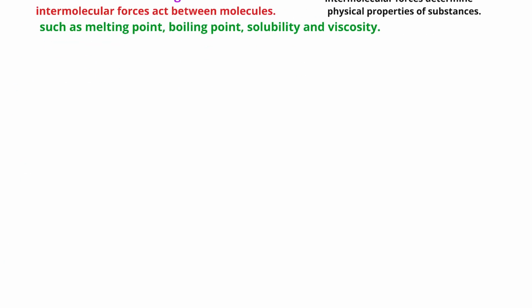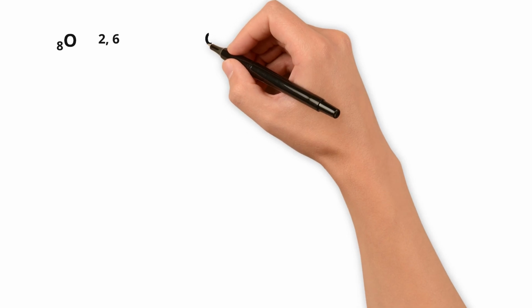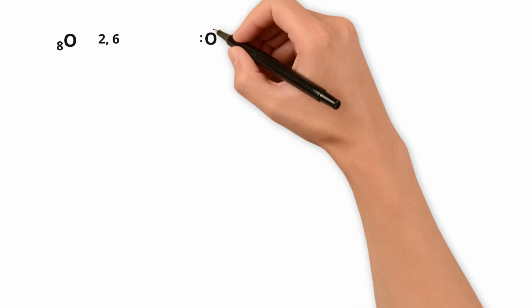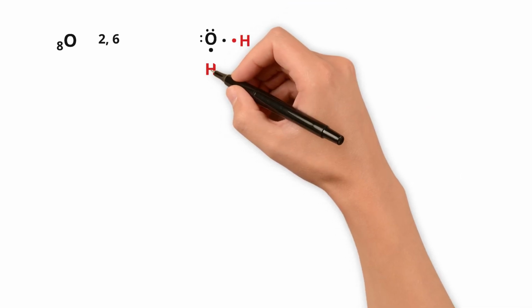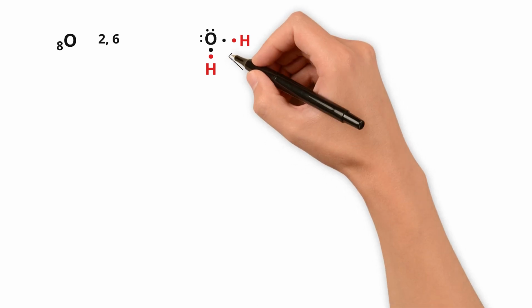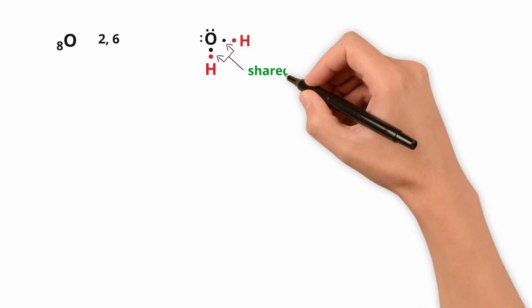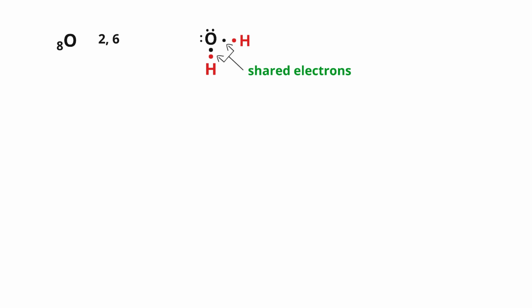Now, let me give you an additional example. Oxygen with atomic number 8 has electron configuration 2,6, which means that the oxygen atom needs 2 electrons to have 8 electrons in its outermost shell. Therefore, one oxygen atom reacts with 2 hydrogen atoms and forms a water molecule. Now, this pair of electrons, we call it shared electrons, and these shared electrons are formed from one electron from hydrogen and one electron from oxygen.